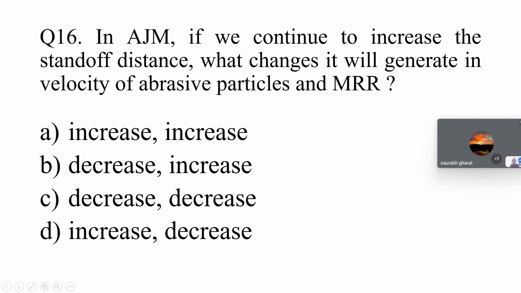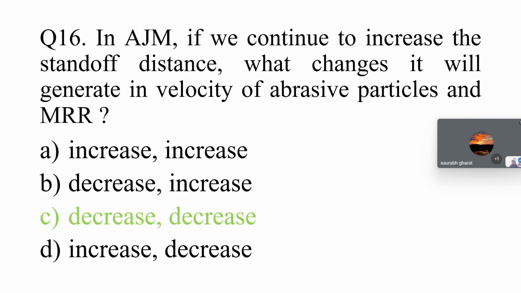Okay, so in AWJ, abrasive water jet machining, if we continue to increase the standoff distance, what will it generate in the velocity of abrasive particles and MRR? What will happen in MRR? Beyond the limit, you are actually increasing the standoff distance, so the velocity of the abrasives will decrease because the standoff distance is high, and because of the velocity, your MRR will decrease again.